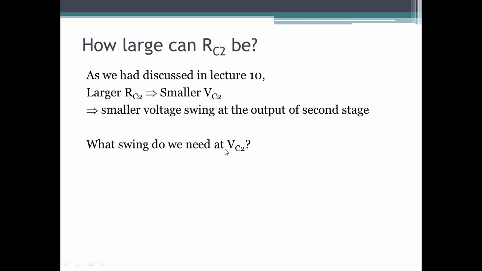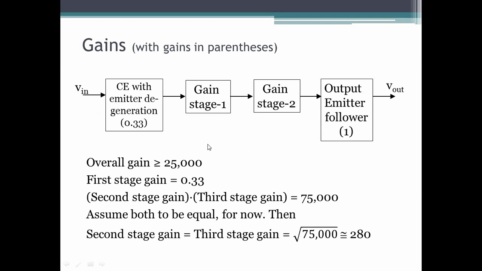For this, let's look at the complete block diagram. So this is our block diagram. We already know this gain is 0.33. This gain is 1, since it's an emitter follower. The overall voltage gain is 25,000, which will be the product of the 4 gains. What that means is that the second stage gain times the third stage gain must be 75,000, which is 25,000 divided by 0.33. In other words, 0.33 times 75,000 will be the overall gain, which must be 25,000.